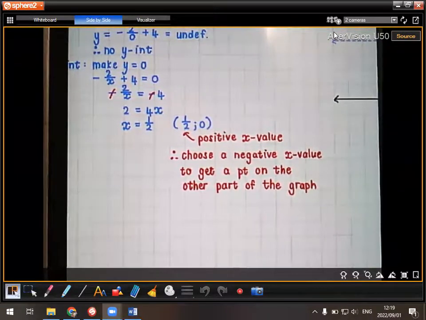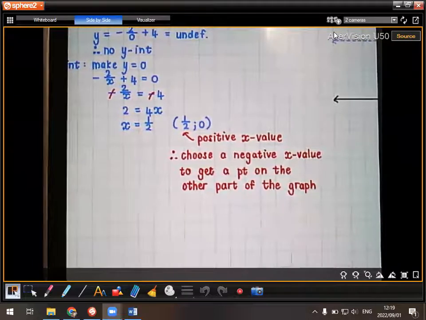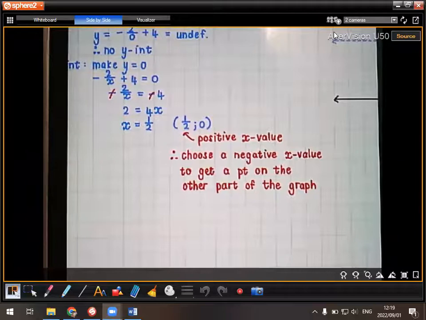Guys, if your x-intercept was negative, you will have to choose a positive x value to get a point on the other one, right? So your x-intercept actually is telling you what type of x value you're going to sub in. If your x-intercept is positive, you need to sub in a negative x value. If your x-intercept is negative, you need to sub in a positive x value.